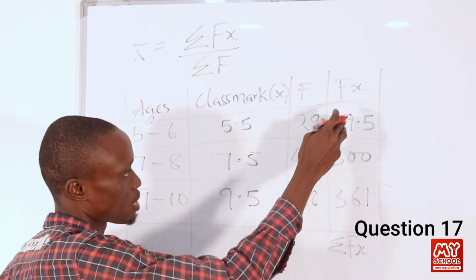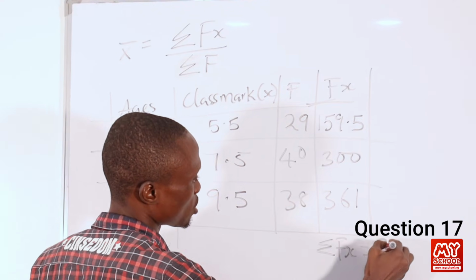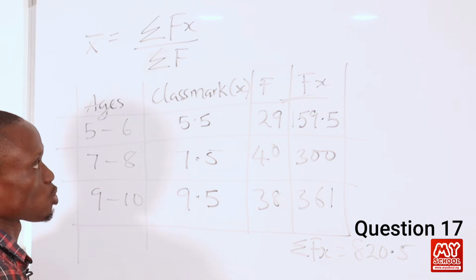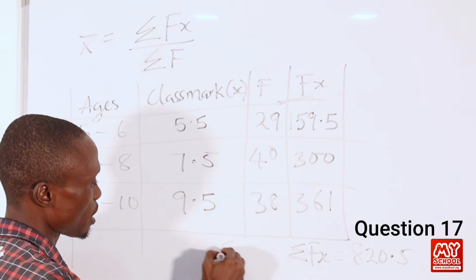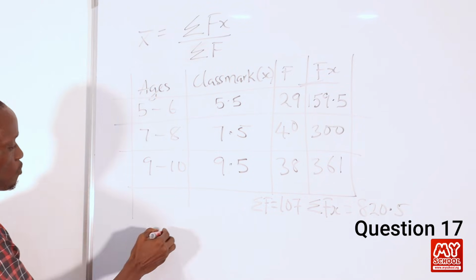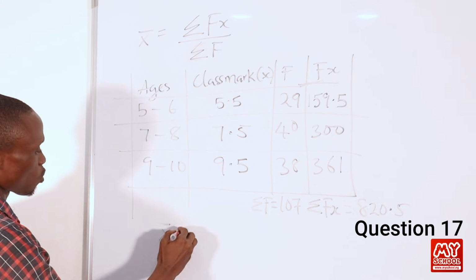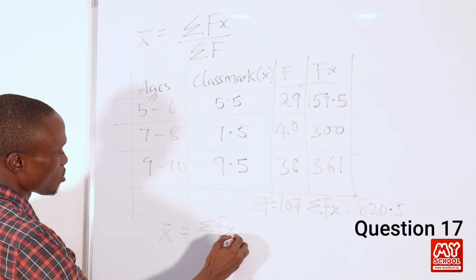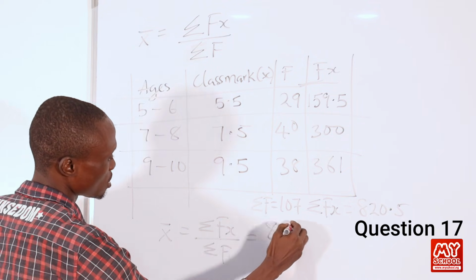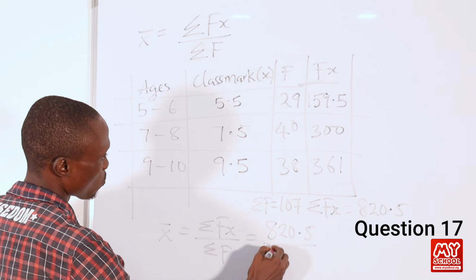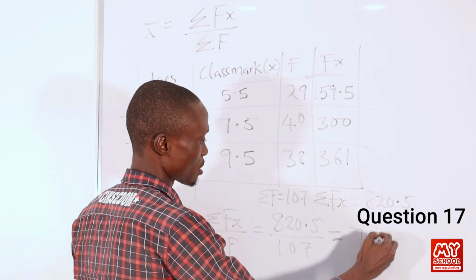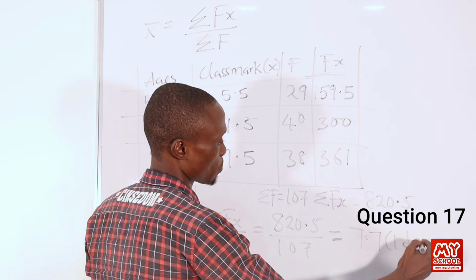So we add these values together, which is summation fx. If we add these values together, that will give us 820.5. Of course, we also get our summation f, which will be equal to 107. So going by our formula, our mean x bar is equal to summation fx over summation f, which is 820.5 divided by 107. That will give us 7.7 to 1 decimal place.